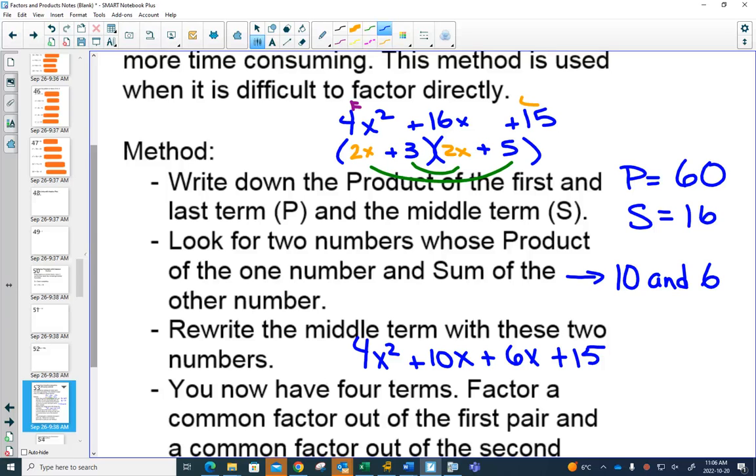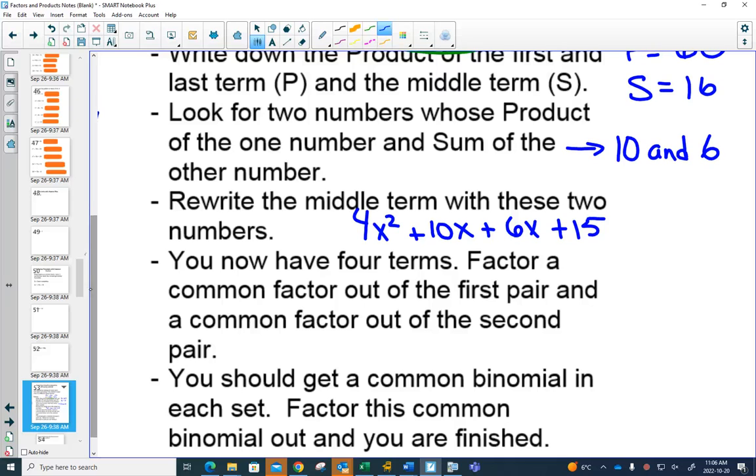Can you see that we now have 4 terms? No. I'll do it again. Are you ready? 1, 2, 3, 4. Can you see that we now have 4 terms? You said no the last time, but you might have been talking about something else. I'm trying to get excited. Okay. So we now have 4 terms.